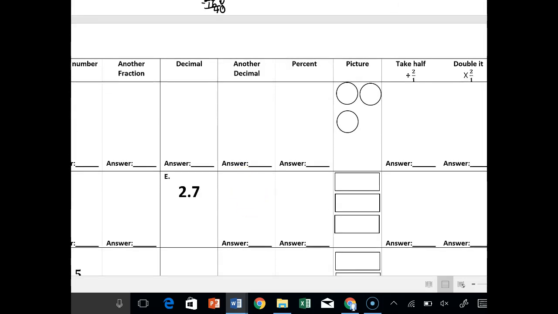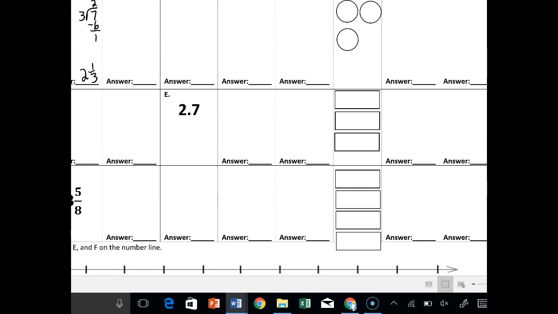Row D, we have thirds again. So if we have a mixed number of 7/3, that's 3 into 7, goes in there 2 times, which is 6. So I'm helping you out here. 2 1/3, I'll let you take that from there. Row E is tenths, obviously, and row F is eighths.